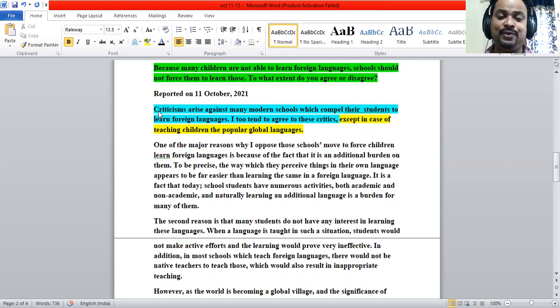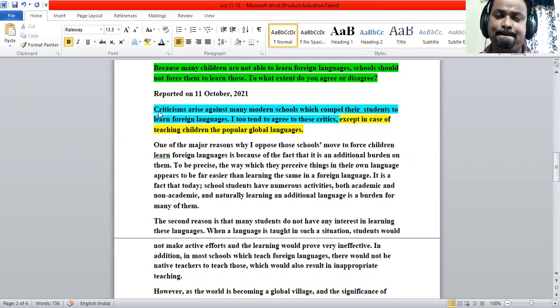This is an opinion question. There is an opinion, and the opinion is like this. Many school children are not able to learn foreign languages. Because they are not able to learn foreign languages, schools should not force them to learn those things. To what extent do you agree or disagree? Do you agree or disagree?